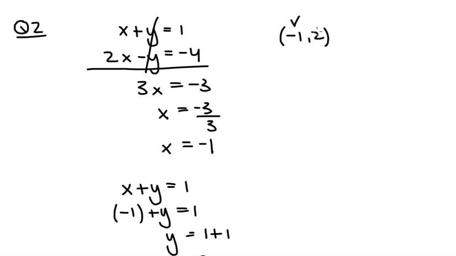So again, we found our x, we found our y. So minus 1, 2 is the point of intersection. So that's all we need to do.